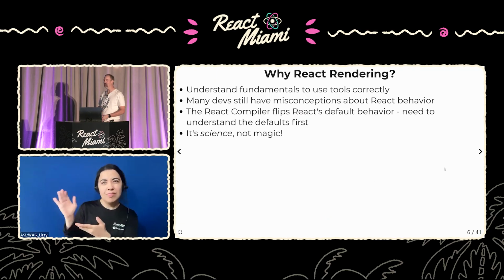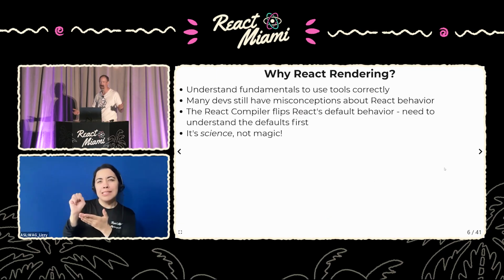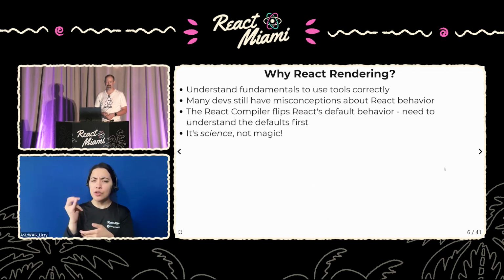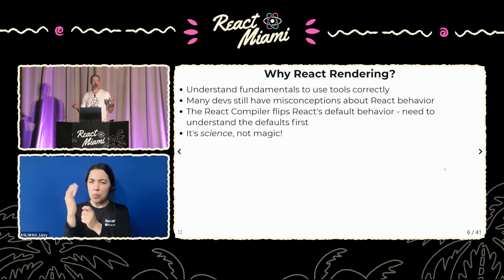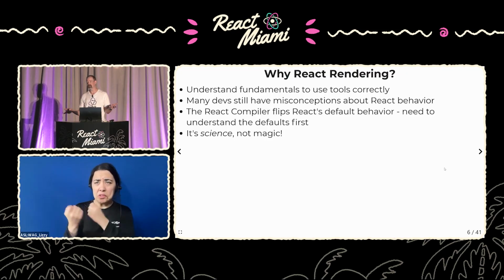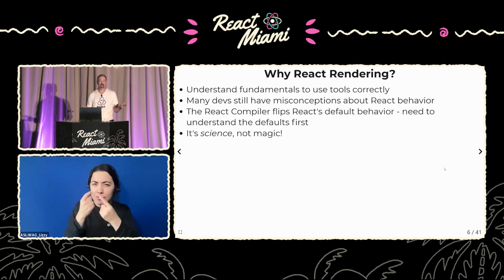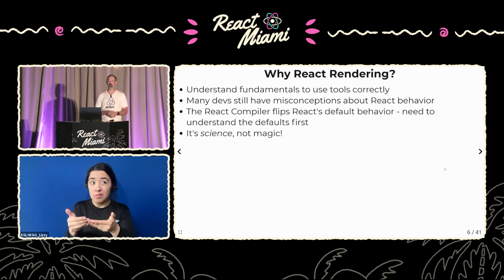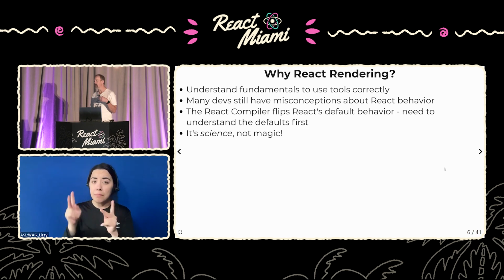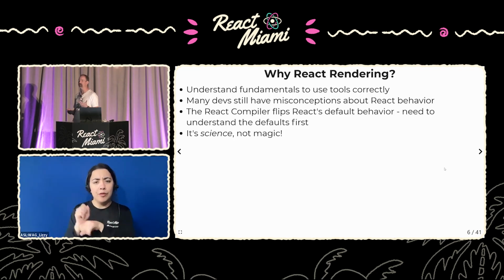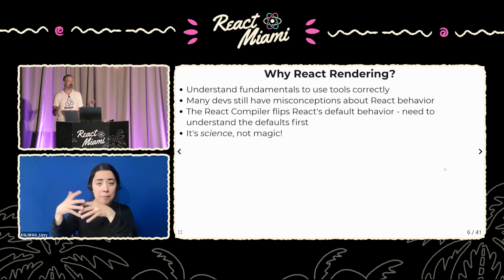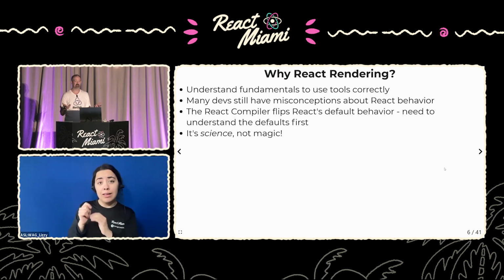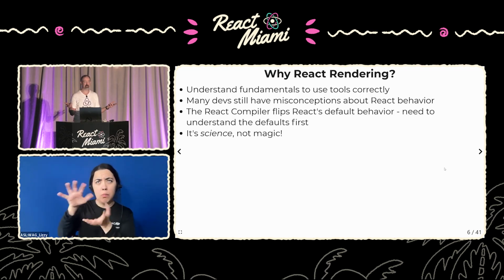So why are we talking about React rendering today? React's been out for 13, 14 years at this point. I am a very firm believer that you still need to understand the fundamentals in order to use tools correctly, and that's even more true in an age of AI. There's a lot of core aspects of React's behavior that people still misunderstand. And the React compiler actually flips some of React's defaults upside down, which means we actually need to know what the default behavior is in the first place.